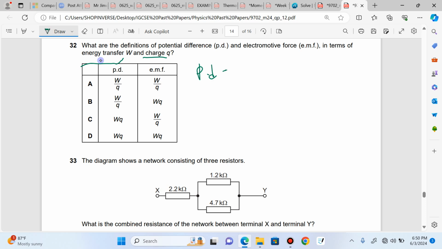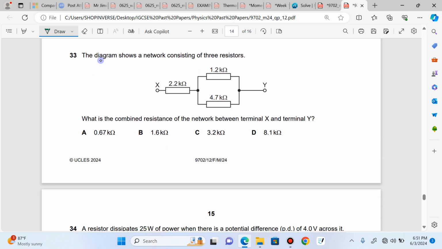Potential difference is the work done per unit charge. Also, electromotive force is also the work done per unit charge. Potential difference is voltage, fine. That's why both of them are measured in volts. So A is the correct answer to question 32.